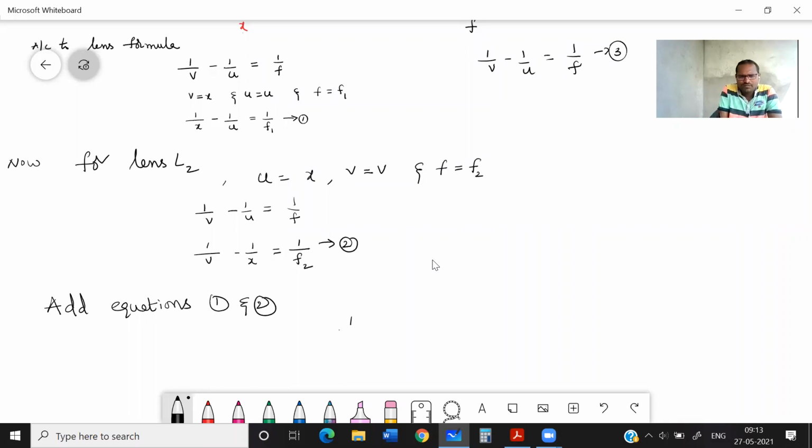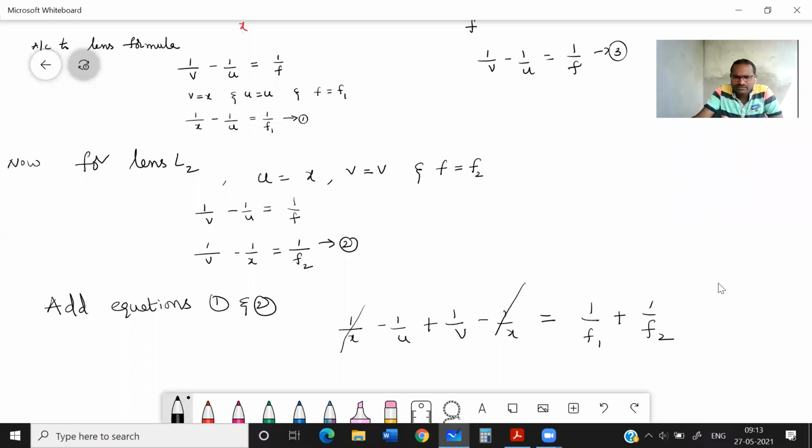First equation is 1 by x minus 1 by u. Left hand side I have written. Second equation left hand side also write, plus 1 by v, because I am adding, minus 1 by x is equal to, right hand side add. First equation is 1 by f1. Second equation is plus 1 by f2. Yes. Now plus 1 by x minus 1 by x cancel.